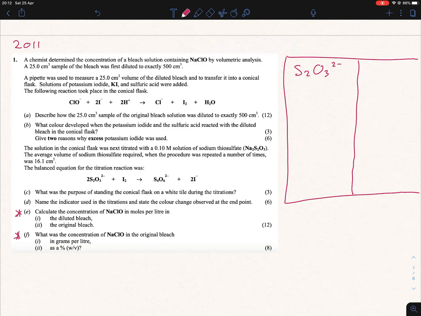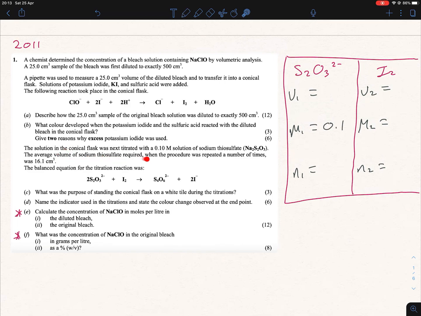S2O3 2 minus, and over here we have our I2. And again, we have the same headings as we usually do. So V1, M1, N1, and we have our V2, M2, N2. Okay, so let's see what we have. The S2O3, if we look at it there, there's no mention of S2O3 here at all. Okay, we can skip that. And if you go down to here, we can see that we have a 0.1 molar solution of sodium thiosulfate. Okay, so we can write down 0.1 straight away.